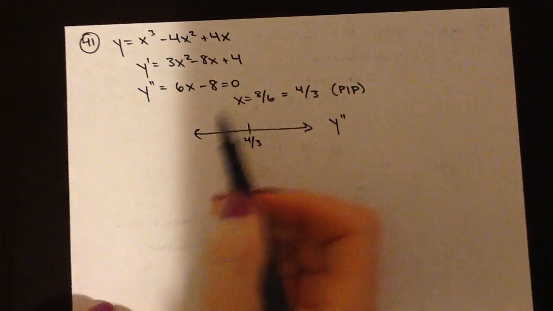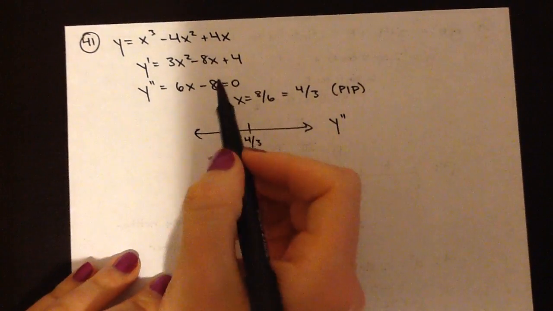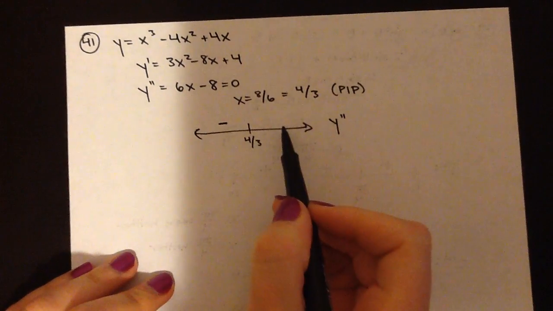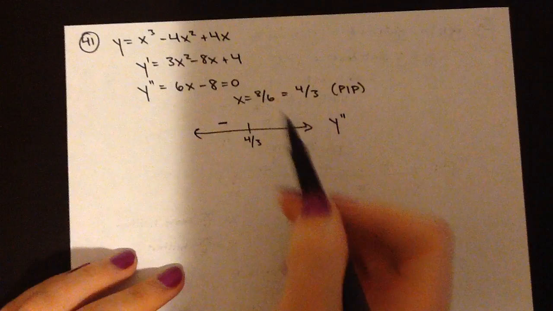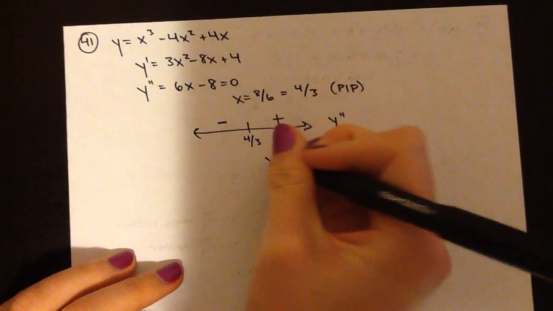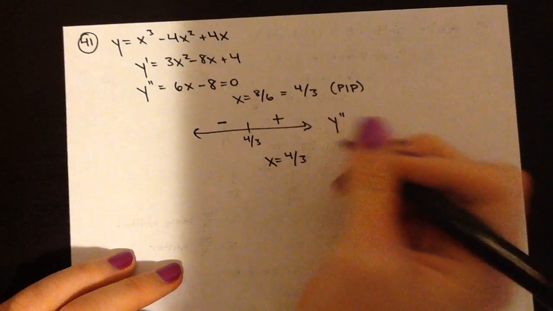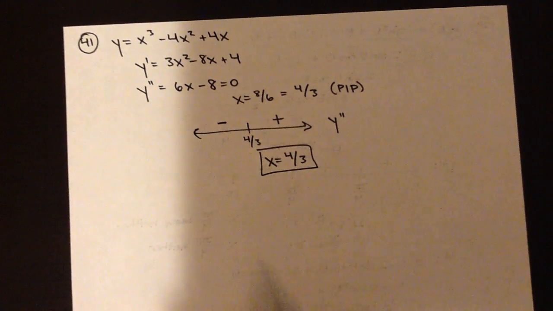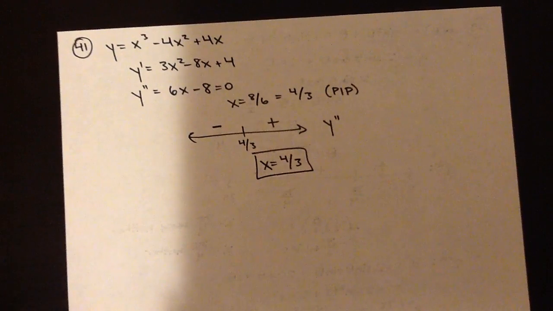So I can plug in different values. Say I plug in 1 or say I plug in 0. If I plug that in here, I get something that's negative. Then I could plug in something like 10 or 100. 600 minus 8, definitely positive. So this does come out to be an inflection point, and that's because the sign of my second derivative changes, which means the concavity of y will change. Y will go from concave up to concave down.